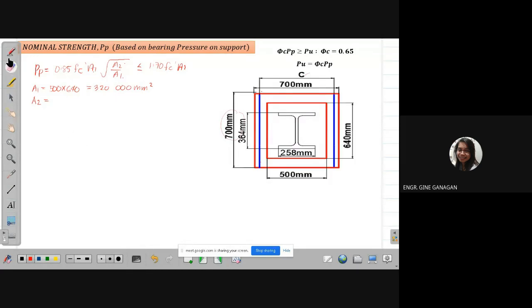Or C, 700 is to C, or C over 700 is equal to, that is 500 over 640. Ano yung magiging value natin ng C dito? So we have 700 times 500 over 640. Anong value natin ng C dito?